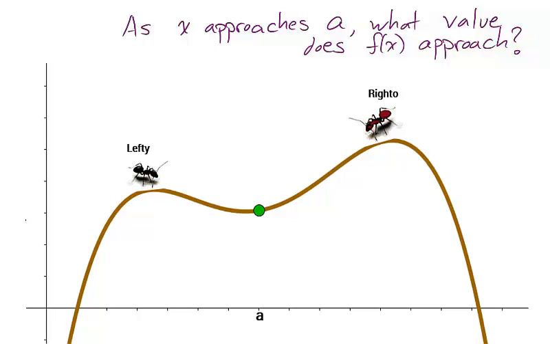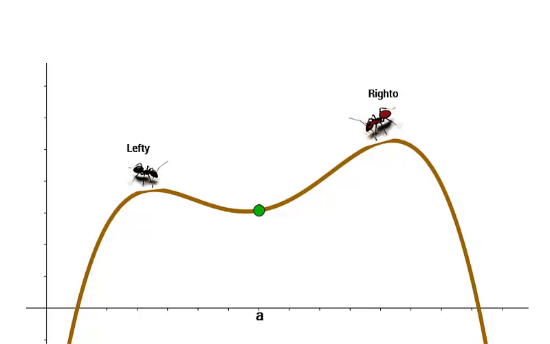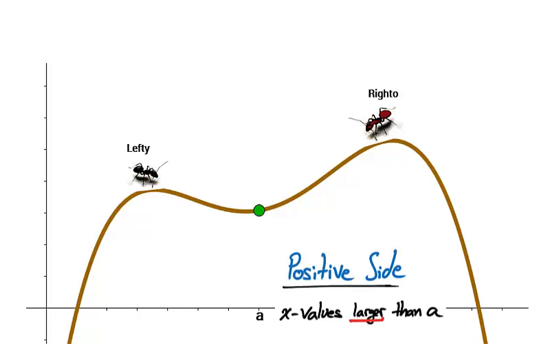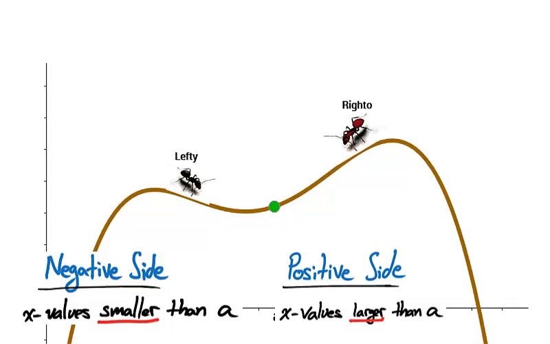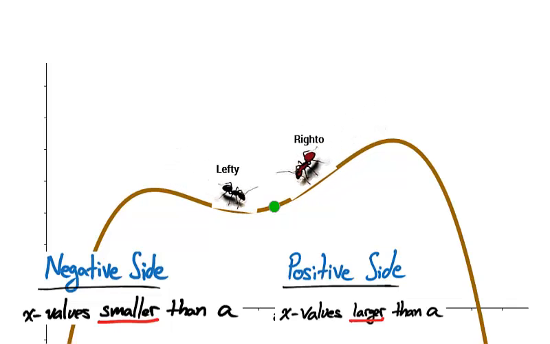A way to visualize the limit as x approaches a is to imagine ants crawling along the graph of the function towards x equals a. There are only two directions that an ant can crawl from: the positive side, the right side, the points on the curve where the x value is greater than a, and the negative side, the left side, the points on the curve where the x value is less than a. I'll refer to the negative ant as lefty and the positive ant as righto. If the ants meet when they approach x equals a, then we say the limit exists, and if the ants fail to meet, then the limit does not exist. For this graph, lefty and righto meet, so the limit exists.